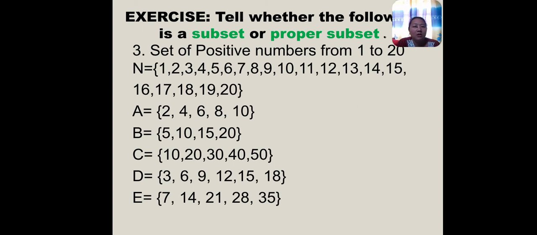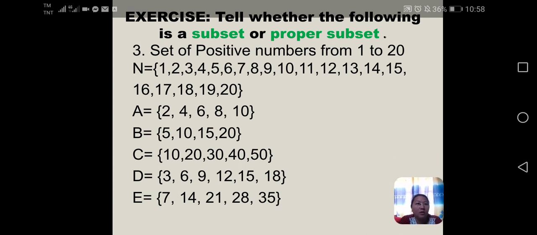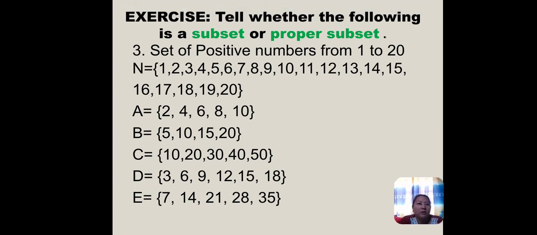Okay, so let's have now an exercise. Can you tell whether the following is a subset or a proper subset. We have here the set of positive numbers from 1 to 20, set N: 1, 2, 3, 4, 5, 6, 7, 8, 9, 10, 11, 12, 13, 14, 15, 16, 17, 18, 19 to 20. So we have here 5 small sets: set A, set B, set C, set D, set E.